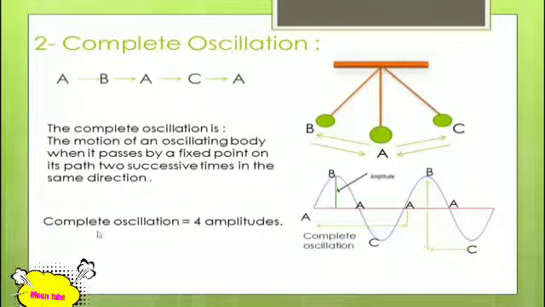So the complete oscillation equals 4 amplitudes. You can find from the figure that the complete oscillation equals 4 amplitudes. But if the oscillating body moves from A to B and from B to A, it equals half a complete oscillation, or half oscillation. And from B to C equals half oscillation.